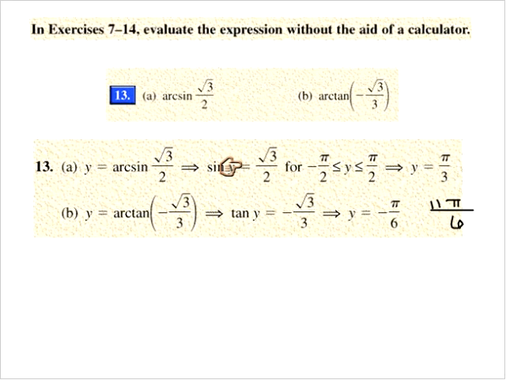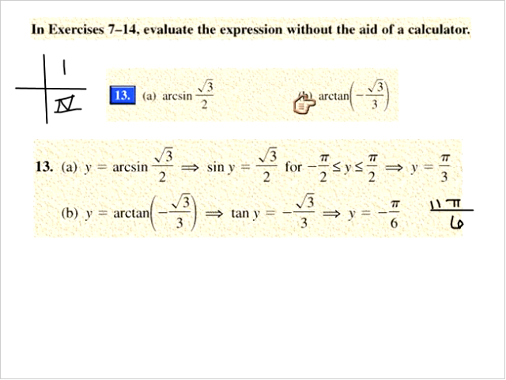However, we do have some restrictions between negative pi over 2 and pi over 2. So really we're looking for the values that fall either in the first or the fourth quadrant. So that would be the pi over 3.